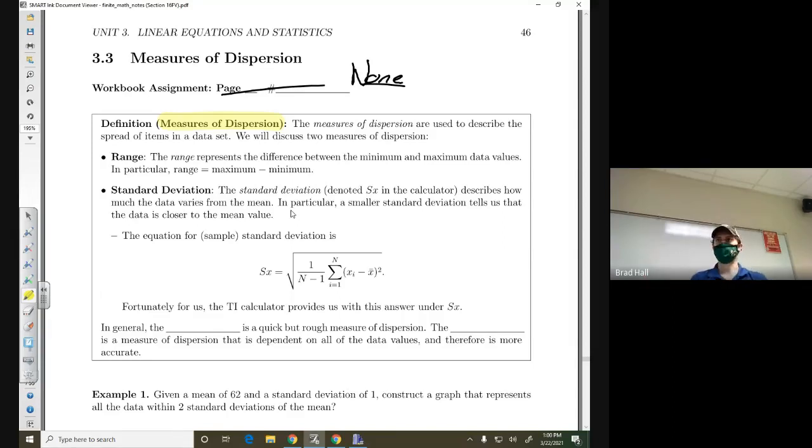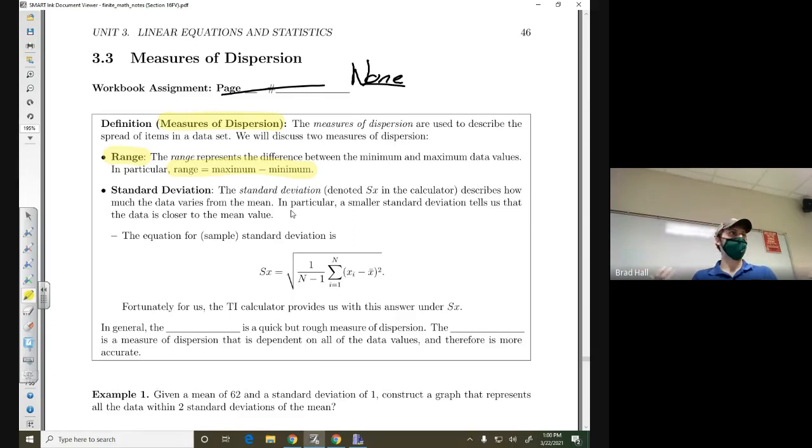Now, one of these measures should be very familiar. It's the range. It's the difference between the maximum and the minimum. It tells you, all right, here's the largest value, here's the smallest value. What is the distance of that interval? The range is a very quick measure for determining the dispersion because it tells you how large is the interval for which the data values spread.